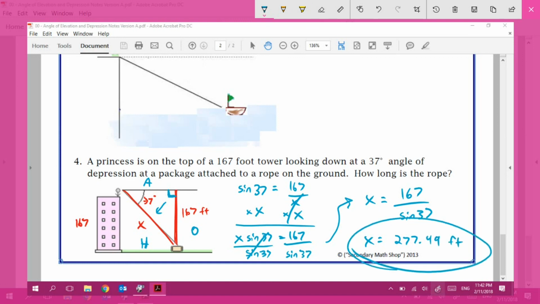The struggle here is just drawing the picture and knowing where all the lengths that you're given go. But this is done exactly like finding a missing side or finding a missing angle using trig functions. So that's going to be the end of this video.